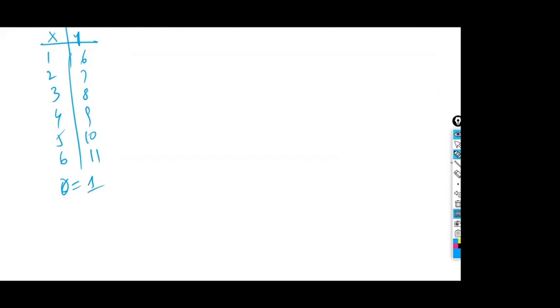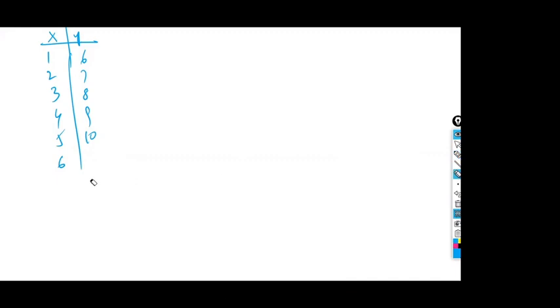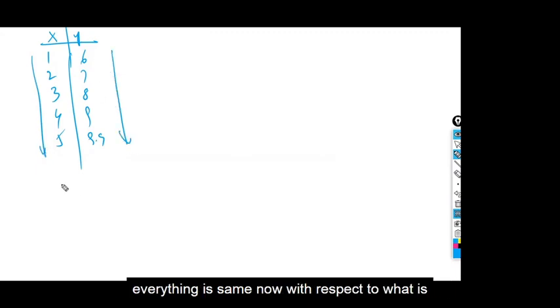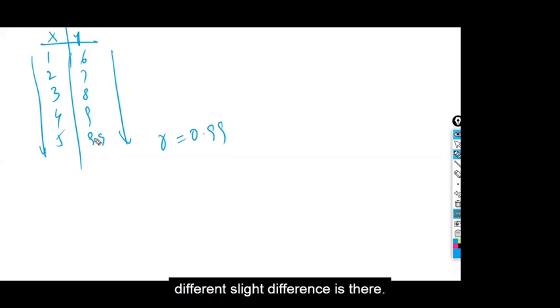For example, now let us take the same example. Okay, sir. Let us take this one. Now 9.9. Once again, as the x increases, y is increasing, everything is the same. Now with respect to the correlation, this time you are going to get 0.99. 99% they are correlated, not 100%, because a slight difference is there.